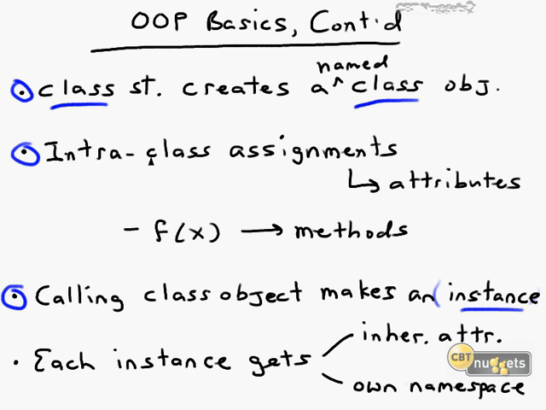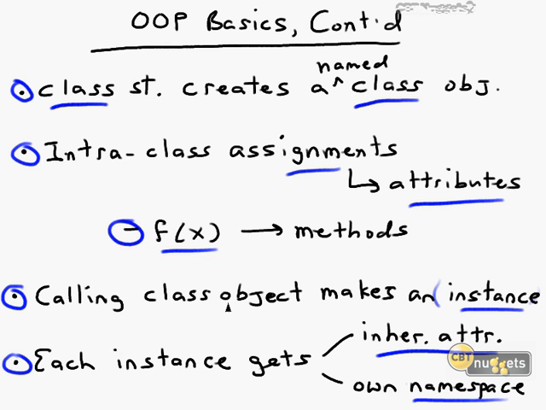Within a class, you create one or more assignments. These are called attributes. Specifically, attributes can be constant data, variable data, or methods, which are functions attached to an object. And then finally, when you do call a class object to make an instance, by default you inherit all the attributes of the superclass or the parent class. And also, this is important, the instance gets its own namespace.